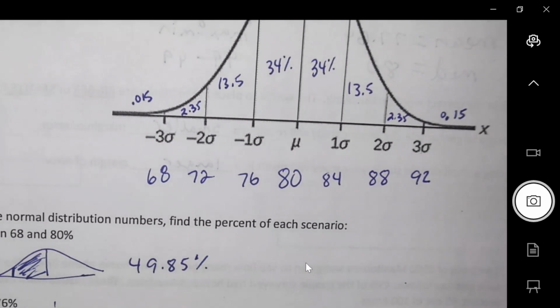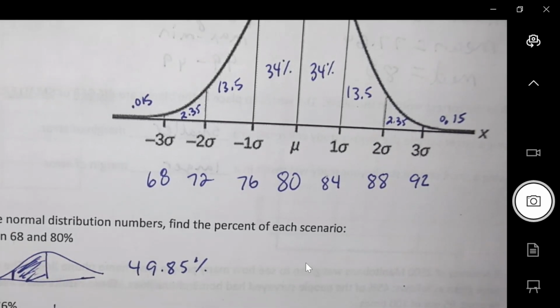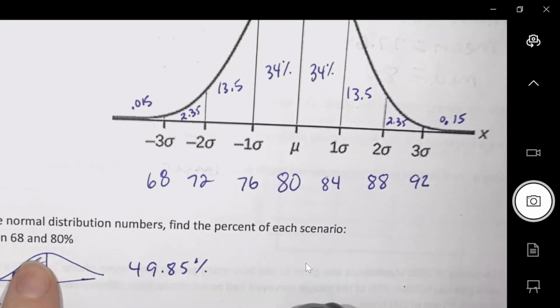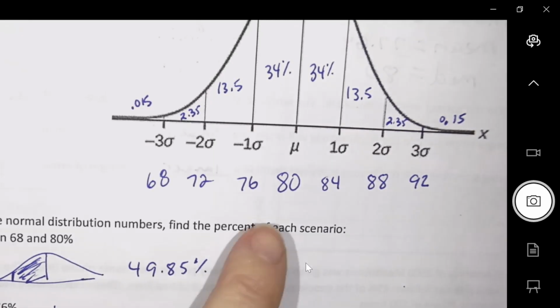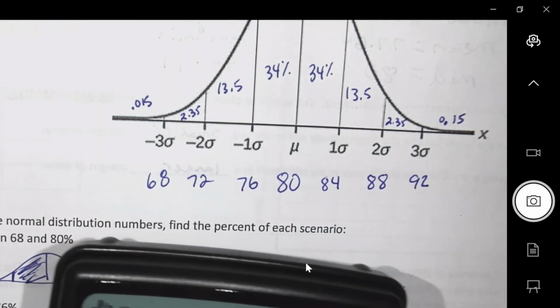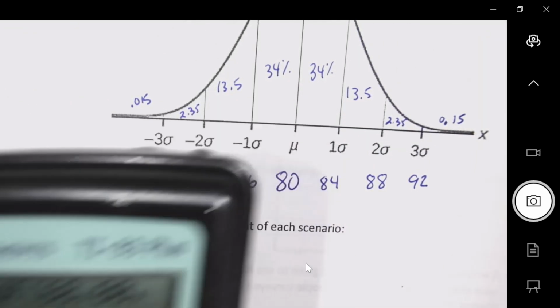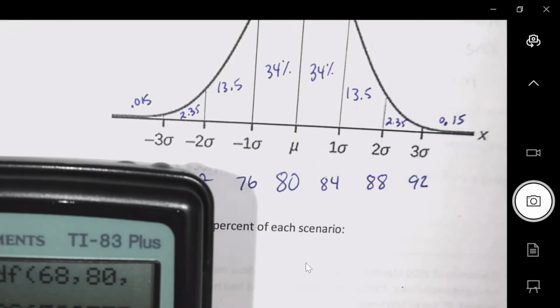This, you could check it with the calculator. Yours will be a little bit off. So I can try this for you and I'll show you. So normal CDF between 68 and 80, comma, our mean was 80 and our standard was 4. I'm at 49.9%. Look, it's just a little bit off, right?